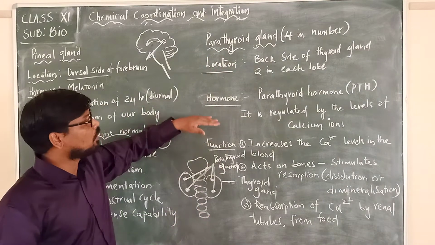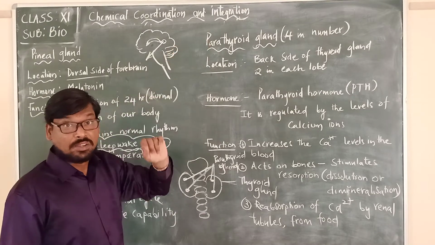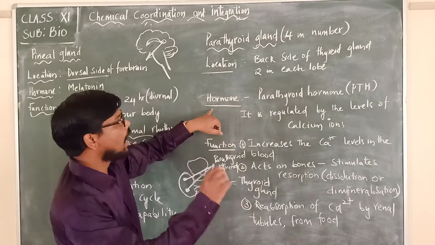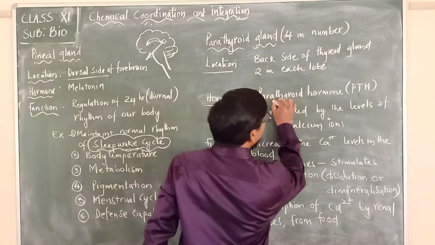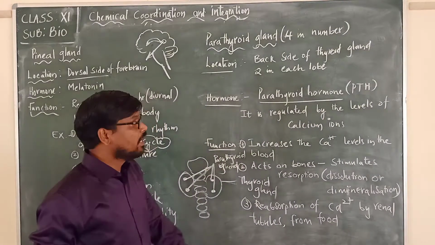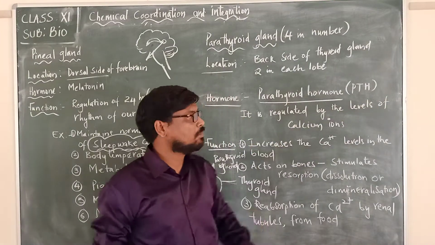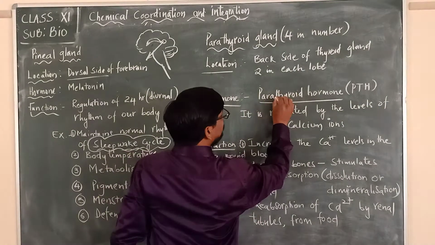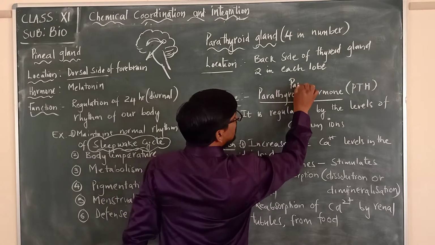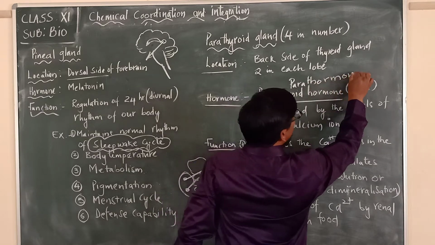Now what are the hormones that are produced from this parathyroid gland, present within the thyroid gland? The hormone that is produced is parathyroid hormone. In short, we are calling it PTH. But please remember, there are other names also for this parathyroid hormone. You may be seeing it as parathormone. It is also called parathormone.